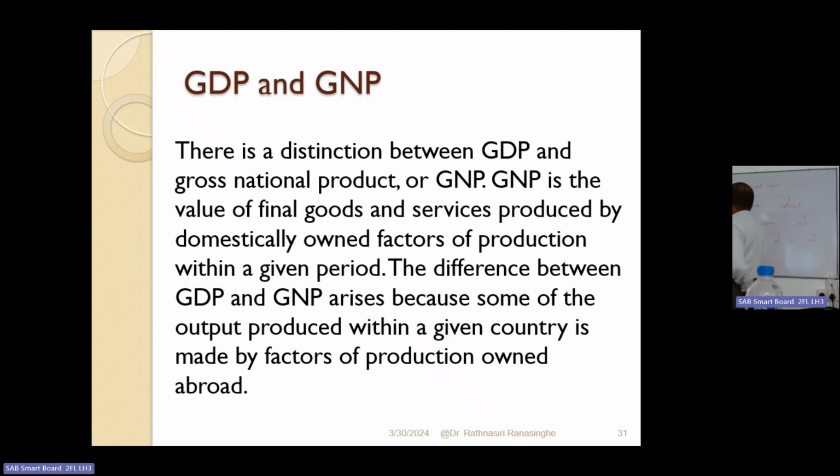Then how do we explain it? Gross domestic output at factor cost price, gross domestic output at market price. Net domestic output at factor cost, net domestic output at market price. Gross national output at factor cost price, gross national output at market price. Net national output at factor cost price, net national output at market price. We can explain the output like that.